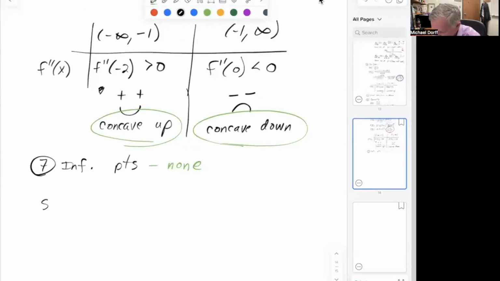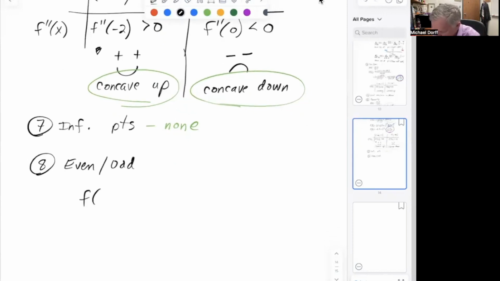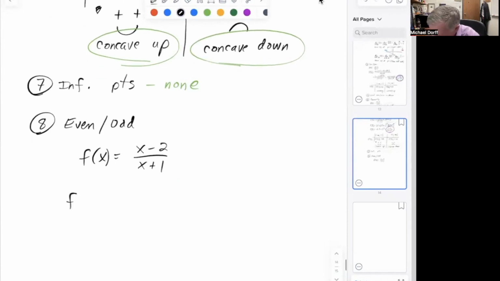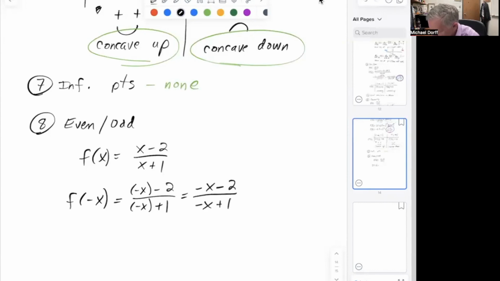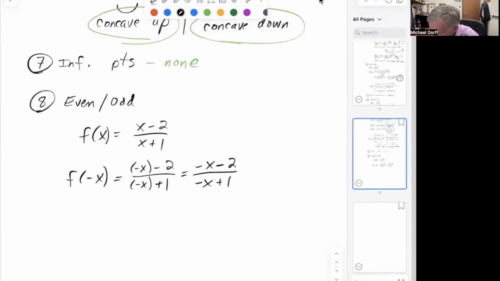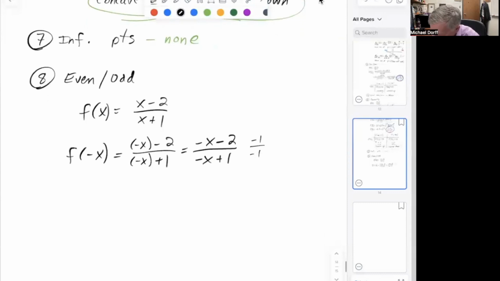And then last thing, even and odd. Is this an even or an odd function? Well, let me write down my original function again. The original function was (x minus 2) over (x plus 1). So now I'm going to look at f of negative x. That means I put in negative x wherever there was an x. Now I simplify that, I get (negative x minus 2) over (negative x plus 1). Let's multiply top and bottom by negative 1 to get it in a nicer form. That means on the top I'm going to have x plus 2 over x minus 1.